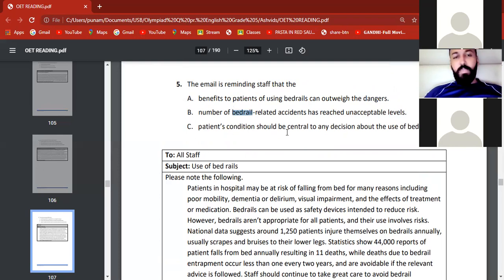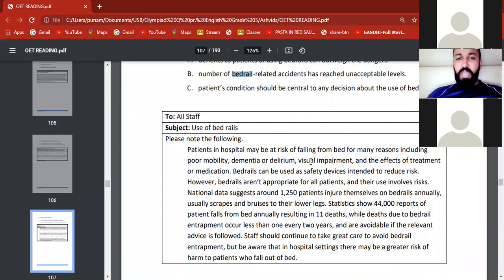Patient's condition should be central to any decision about the use of bed rails. Does it mention anything about patient condition anywhere? No, it is not mentioned. It is mentioned that there may be a risk of falling for many reasons, including these, but it's not saying that it should be central to any decision. The condition is not related to the decision of using a bed rail. There's a difference.